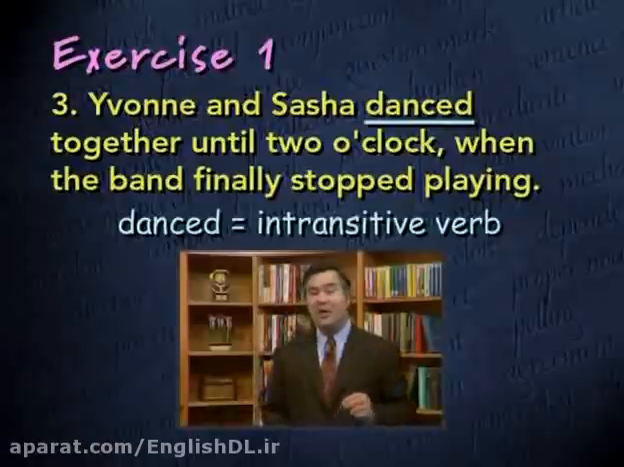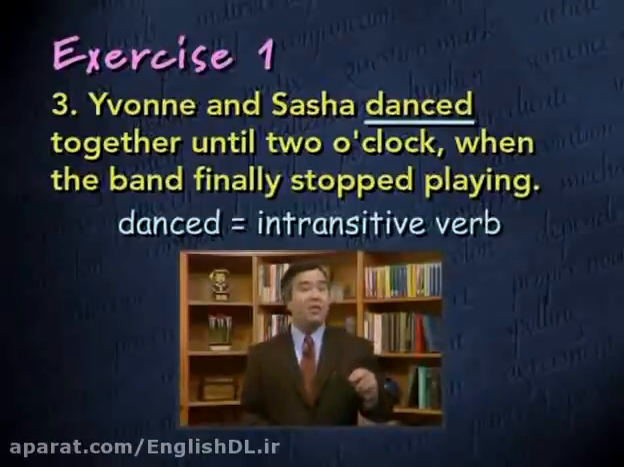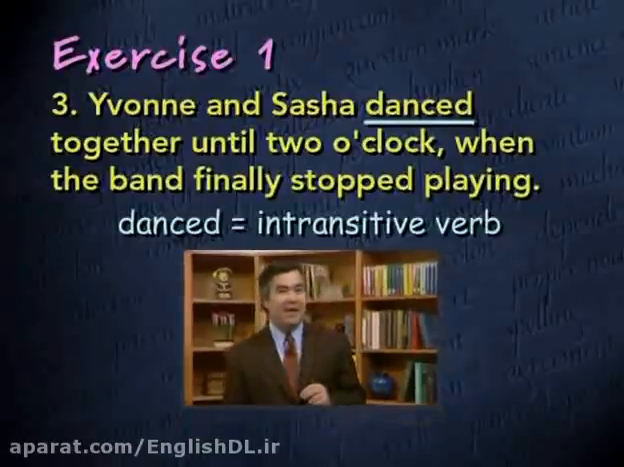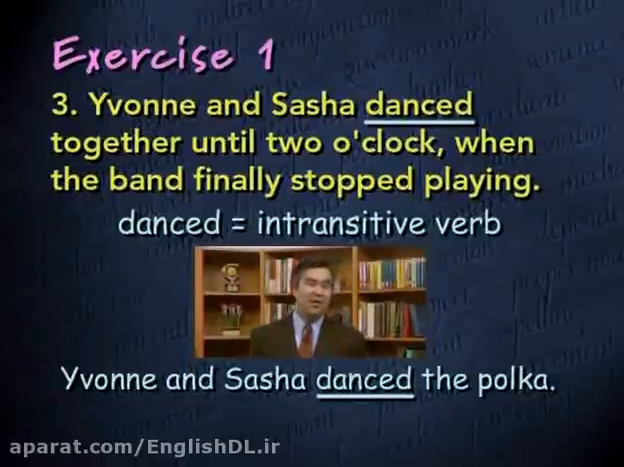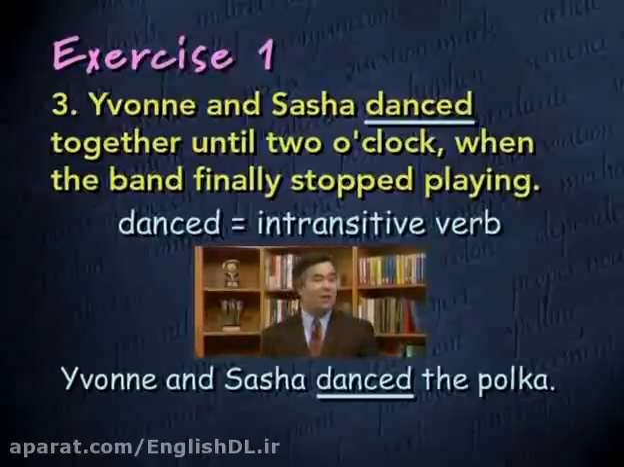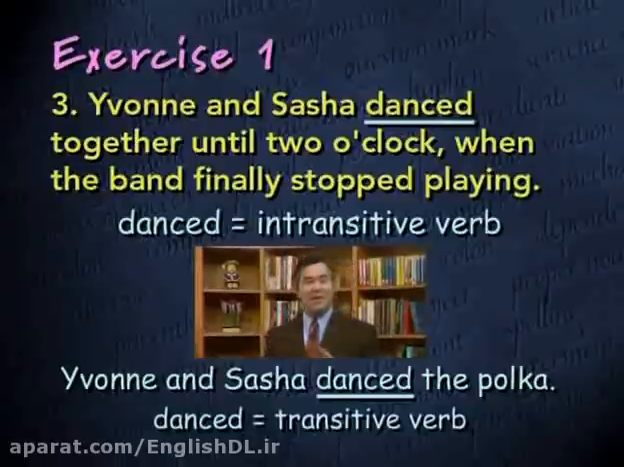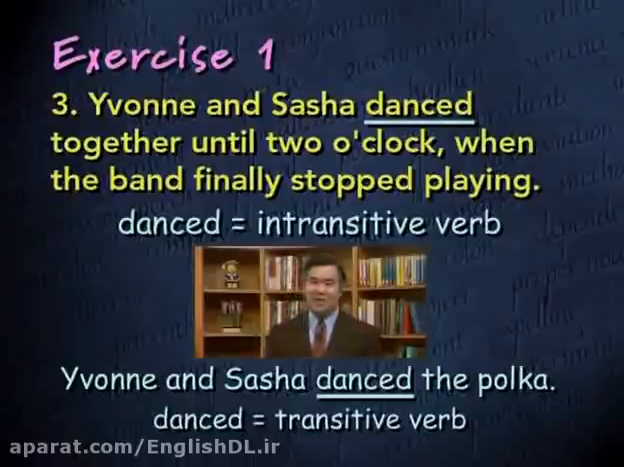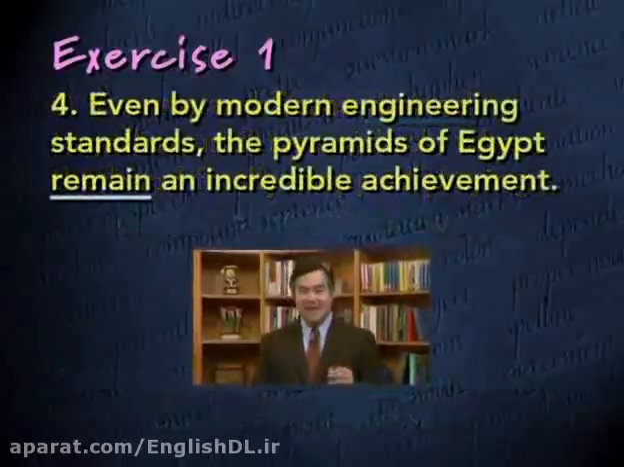Notice, by the way, that the verb danced can be used as a transitive verb. You could imagine a sentence in which there is an object receiving the action of the verb danced. For example, you could say, Ivan and Sasha danced the polka. In that sentence, the word polka would be receiving the action of the verb danced. It would be telling us what they danced. And we would have transformed the verb danced from an intransitive verb to a transitive verb, because there would be an object receiving the action of the verb. There is no such object in this sentence, and therefore the correct answer for this sentence in your exercise is intransitive. The next sentence.